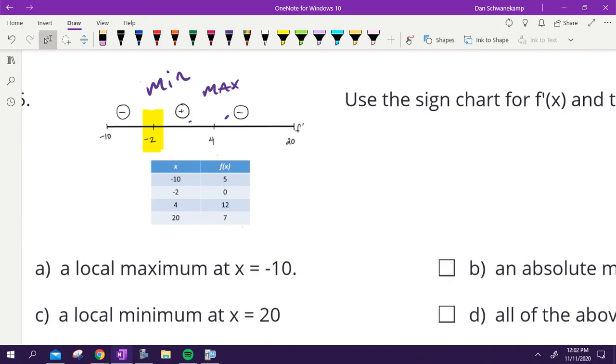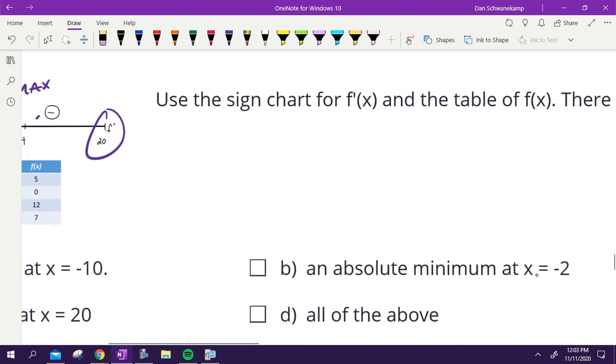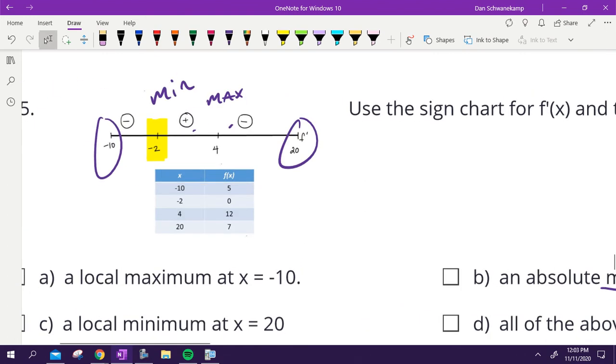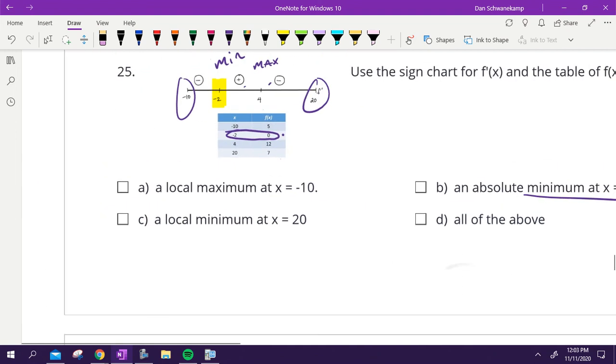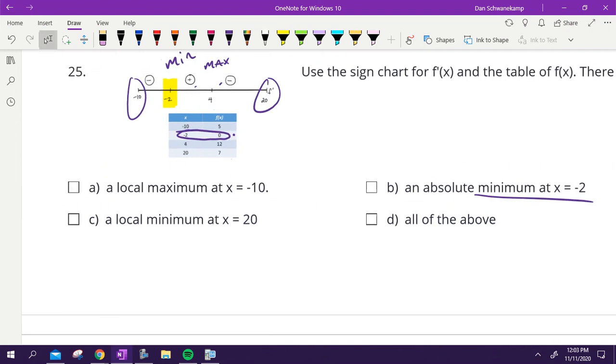No, neither of those are true. These are not local maxes and mins at endpoints. Endpoints are not considered local maxes and mins. They can only be absolute maxes and mins. A local max or min means I have to change signs. Okay, so do I have an absolute minimum at -2? At -2, I get 0. That is the lowest value out of any of these. And so there is going to be an absolute minimum at -2. That's a weird question.